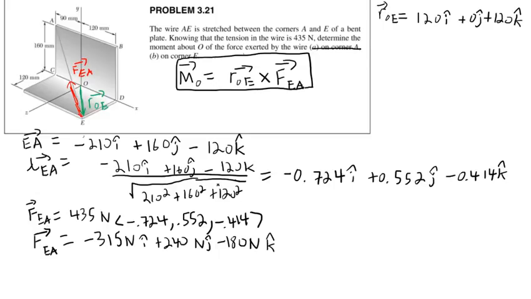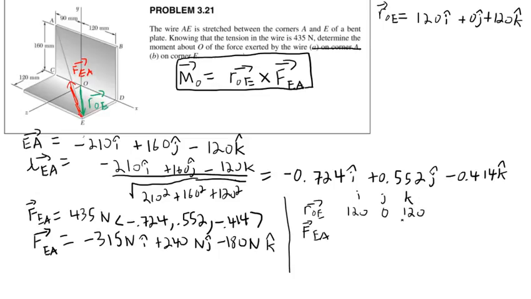Anyway, we have FEA, we have this, we have this. All we have to do is take the cross product, and we are done. So let me put this aside and create a little space here. I want R_OE and F_EA and i, j, and k. I'm going to have 210, 0. That's going to simplify things a lot.